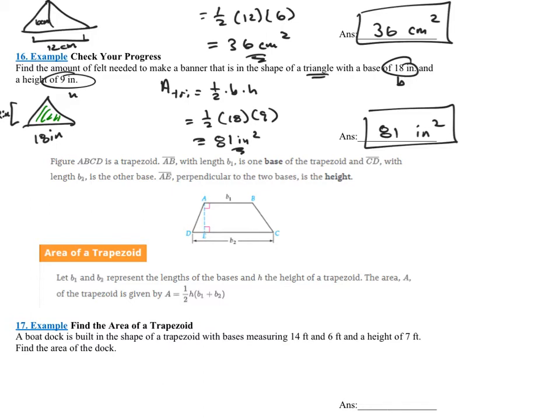And so what is the formula? And I want you to notice the parentheses on this one. It's really, really important you have the parentheses. It's 1/2 times the height times, and then in parentheses you sum the 2 bases.